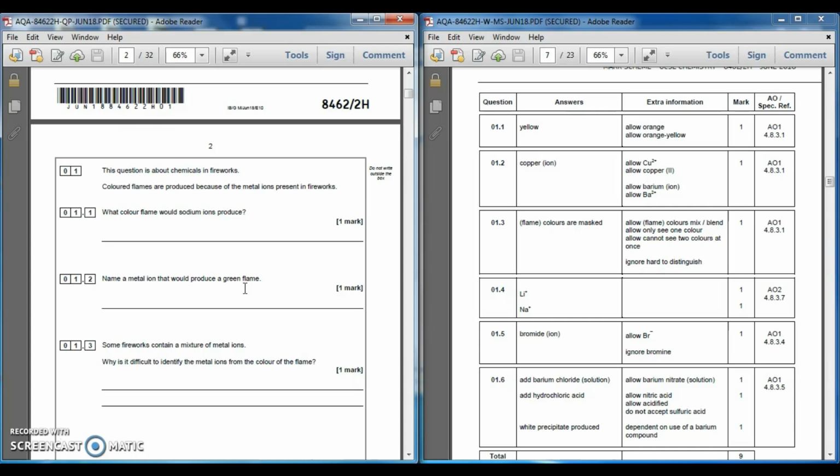So in this case, sodium, yellow, green flame would be copper. Obviously you're allowed to put the copper 2+ ion in there. There's other ones that can do the same result. For example, there in the mark scheme, it allows barium. You don't need to know that.